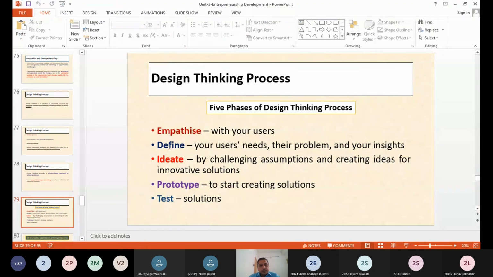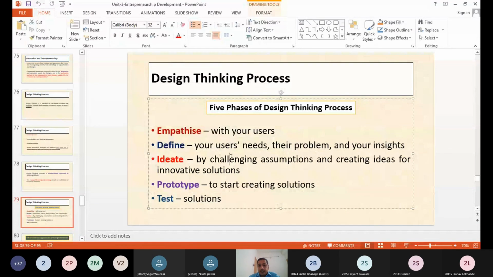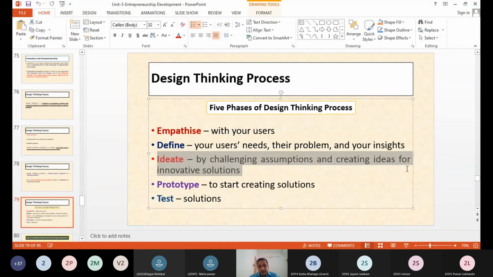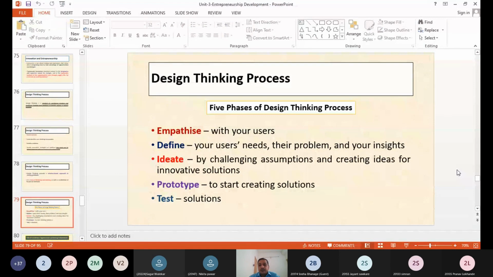Second stage is define. Define your users' needs, their problems, and your insights. So understand their requirements, understand their problems, and what are your insights on that. Third is ideate. Then ideate. Find out different ideas by challenging assumptions and creating ideas for innovative solutions. So then try to have more and more ideas related to a creative solution to that particular problem.